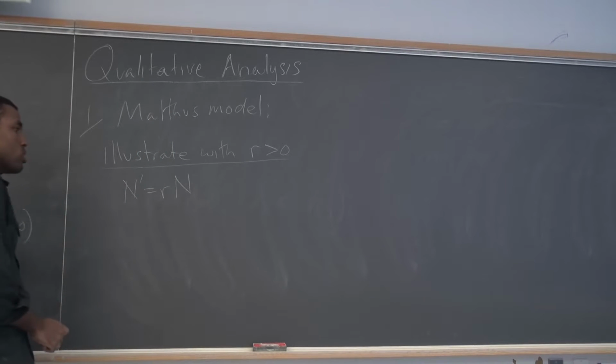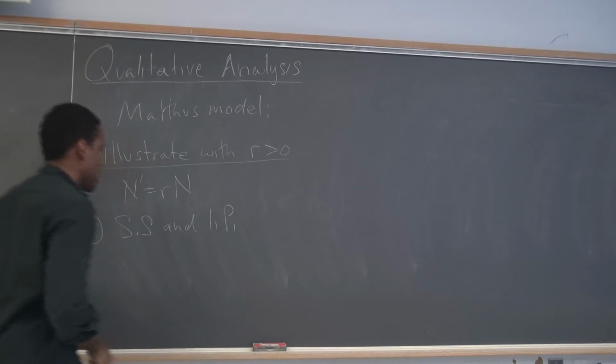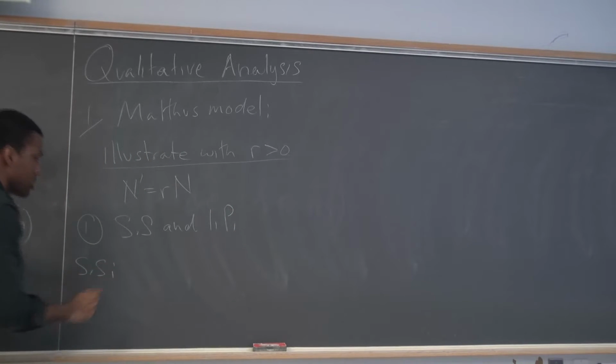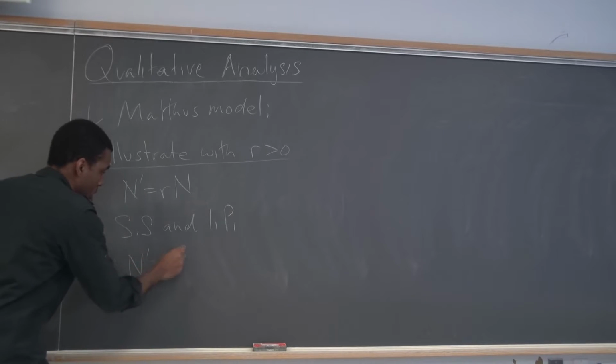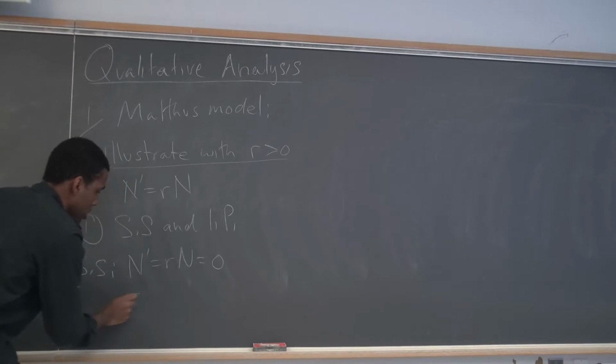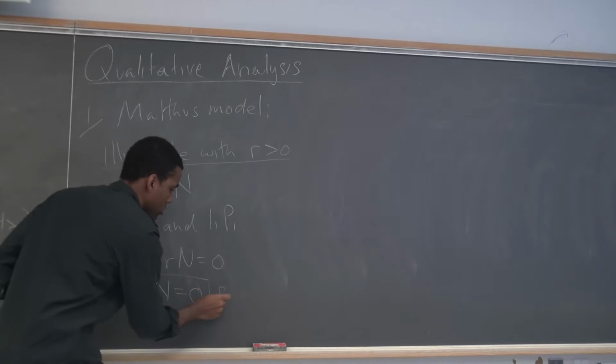Now, when we want to do qualitative methods, what is the first step? You define the steady states and inflection points. Right? How do you find the steady states? Set the derivative equal to 0. So n prime equals Rn equals 0. This means that n equals 0 is the steady state.